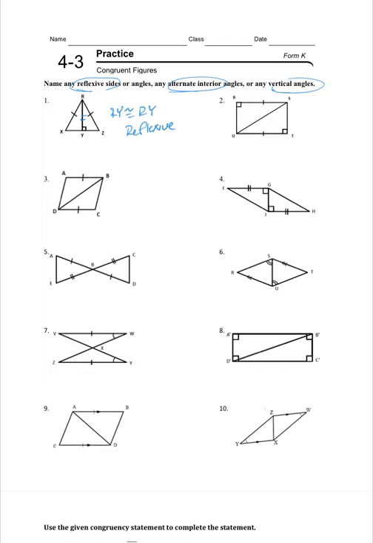To get alternate interior angles, you would have to have parallel lines, so that is not in that picture. And to have vertical angles, that's going to be like your bow tie angles. So that is obviously not in number 1 either. So that's the only thing I can pick up in number 1.